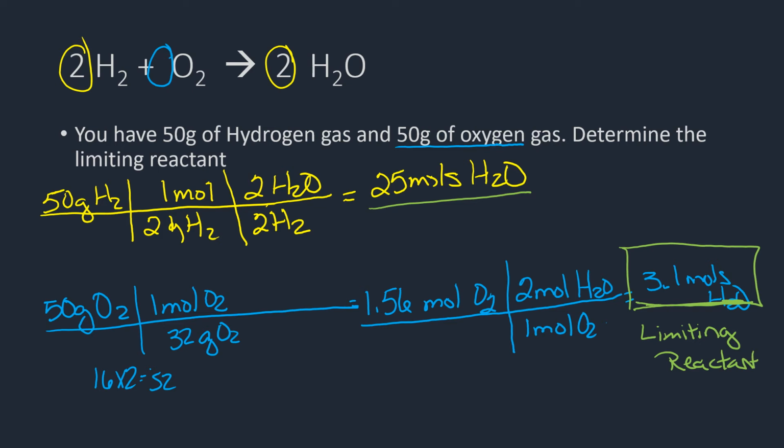And hydrogen is our excess. It is the one I'm going to have leftovers of, and I'm going to have a lot of leftovers in this case. And if you want to find out how much excess I have, it would be 25 minus 3.1, which is 21.9 moles. And then you could convert that 21.9 moles to grams.